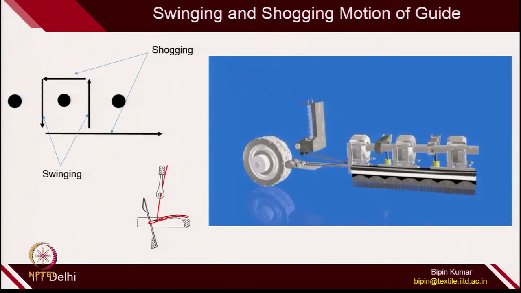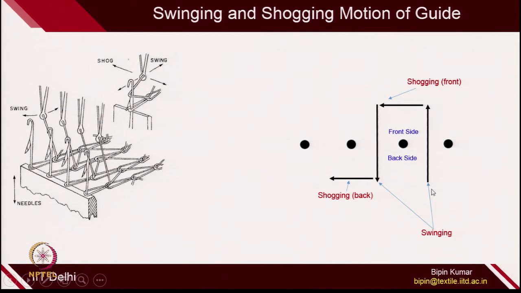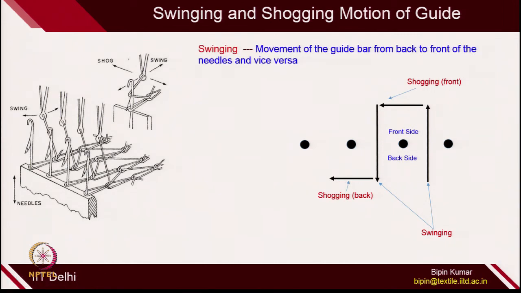You need to understand and give more importance to swinging and shogging motion. For any course development in a fabric structure, these four motions must be taken by individual guides. Again, if you see here, there are two swinging motions from back side to front side. The first motion is moving from the back side to the front side, which is swinging motion, and then it is doing shogging on the front side of the needle, which is the lateral displacement, and then again it is doing swinging, and finally it is doing shogging to change the needle position. Swinging motion is the movement of the guide bar from back to front of the needle and vice versa, which you can see by the arrow.